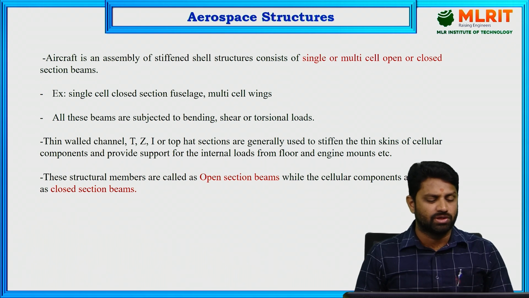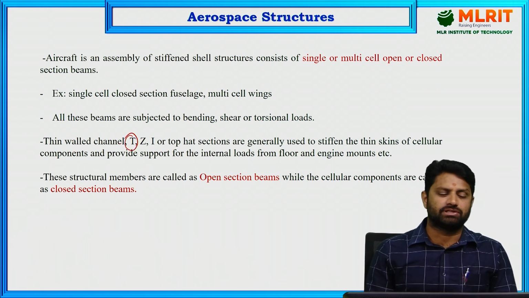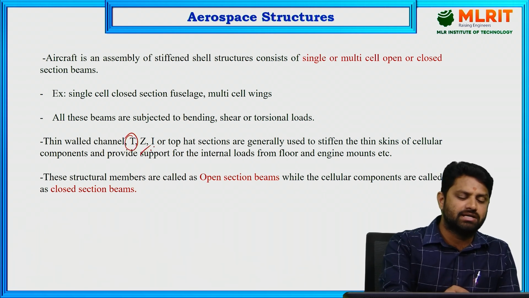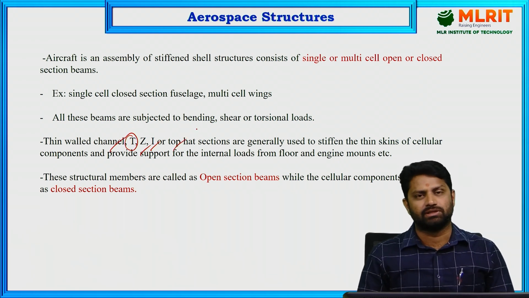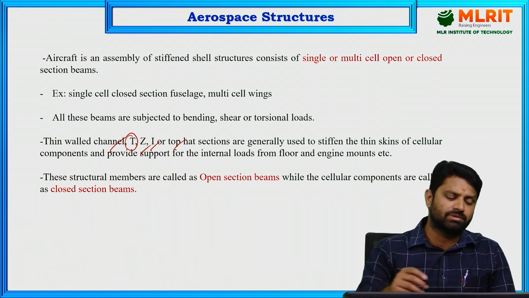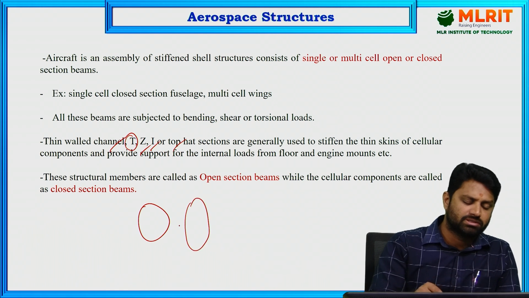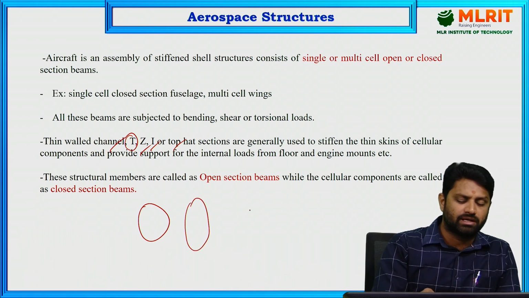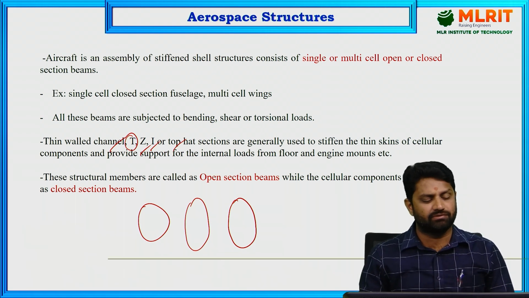Okay, so the fundamental difference between the open section and closed section beam is this. For example, the T section, you can consider this as an open section. Z is also an open section. I is also an open section. Channel is also an open section. Top hat is also an open section. And a closed section is a cellular component and a complex group. So you may get a circular, or a semicircle, or an ellipse. Okay, you may get an oval shape. All these are examples of the closed section beam.